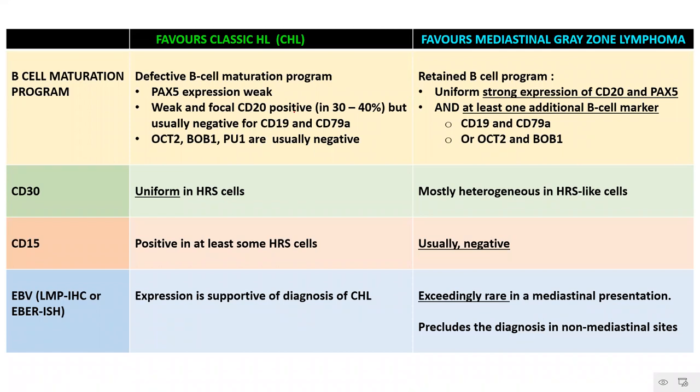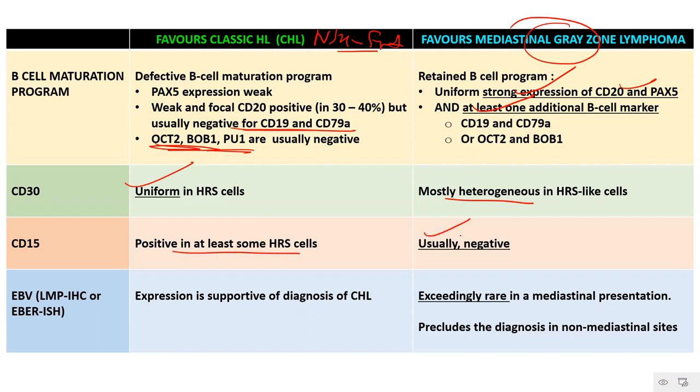So as per the latest WHO classification, this is how you differentiate the classic Hodgkin lymphoma, that is the nodular sclerosis Hodgkin lymphoma, the syncytial variant, from a mediastinal gray zone lymphoma. You need to have uniform strong expression of CD20 and PAX5 along with one additional B cell marker to call it a mediastinal gray zone lymphoma, while your classic Hodgkin lymphoma is usually negative for OCT2, BOB1, etc., and usually negative for markers like CD19 and CD79A. CD30 expression is very uniform and strong in the case of Hodgkin-Reed-Sternberg cells. They're mostly heterogeneous in the case of gray zone lymphoma. CD15 is usually positive in at least some Hodgkin-Reed-Sternberg cells. Oftentimes, mediastinal gray zone lymphoma will be negative for CD15. And Epstein-Barr virus associated markers, like in situ hybridization or LMP, if present, will support a diagnosis of classic Hodgkin lymphoma. In the case of mediastinal gray zone lymphoma, EBV expression is usually exceedingly rare.